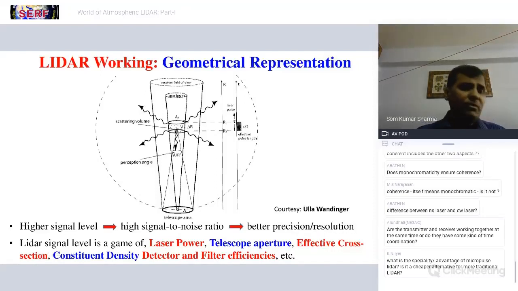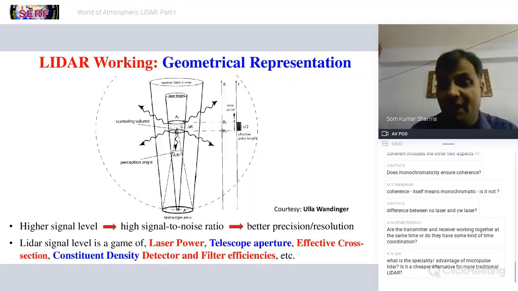And the second sentence is rather more important. Here, the lidar signal level is a game of what plays an important role in the lidar. So the lidar signal level depends upon what factors? These factors are written here in different colors. So lidar signal level is a game of what?